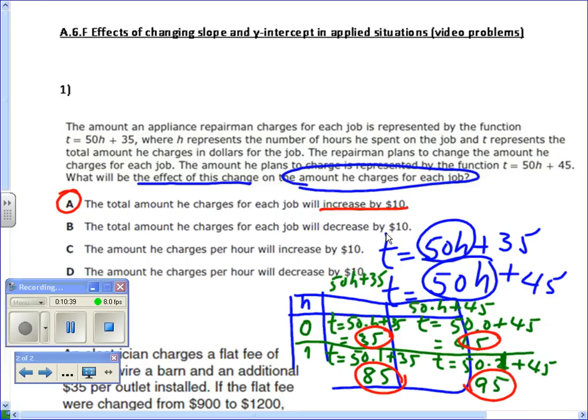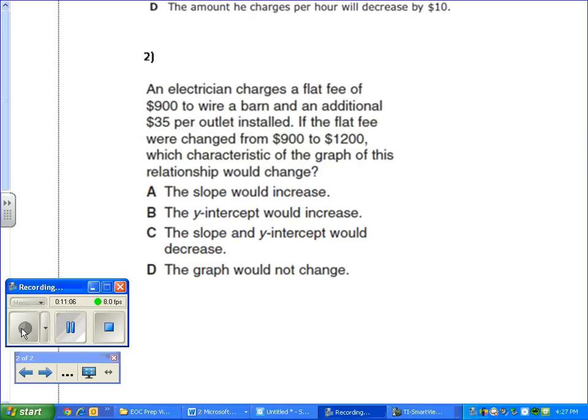This would be the answer choice that we go with. And it did not decrease by $10, as you saw from the table. And the amount he's charging per hour, that is our rate per hour, did not change in both cases. It was $50 per hour. Therefore, we say that choices C and D would not work either. So we can conclude that choice A works for this problem.